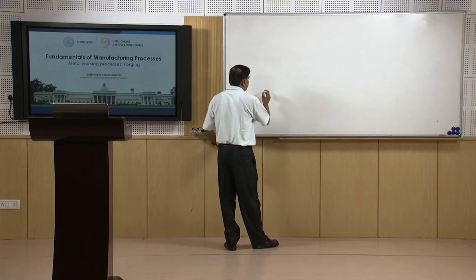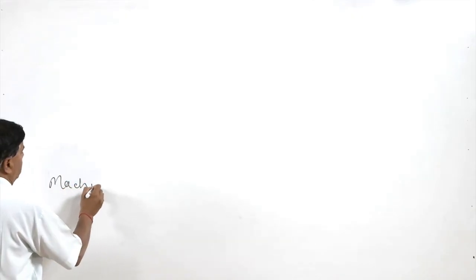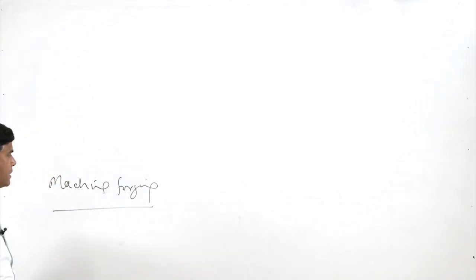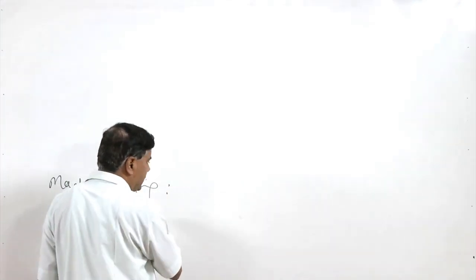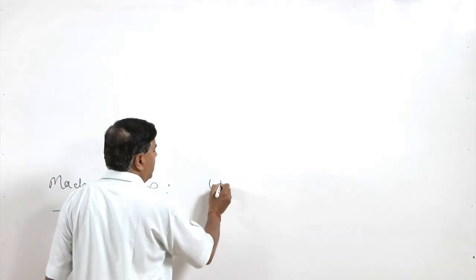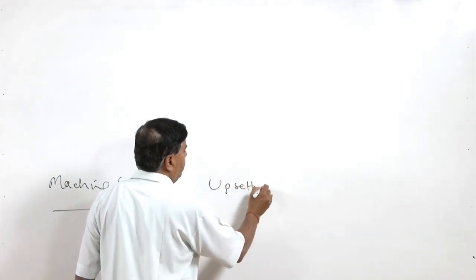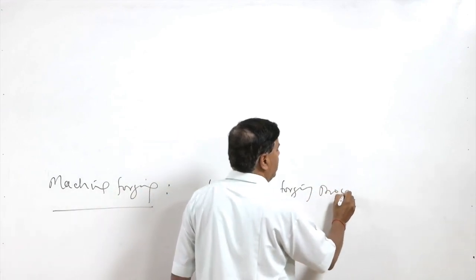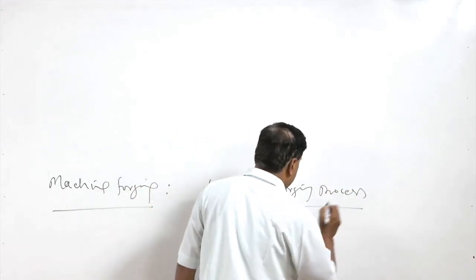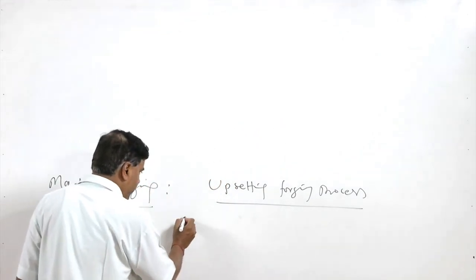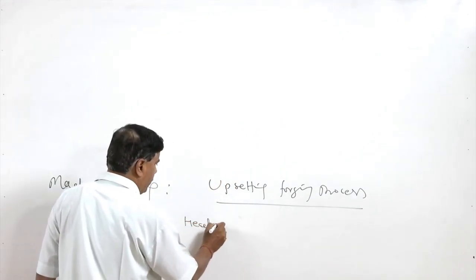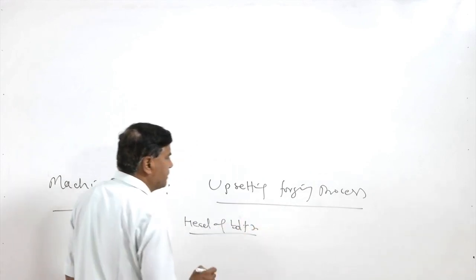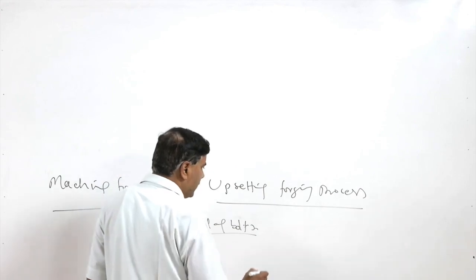Coming to machine forging. Machine forging is basically used for upset forging processes mainly, like in the case of the head of bolts. For making the head of bolts, machine forging has been used extensively.